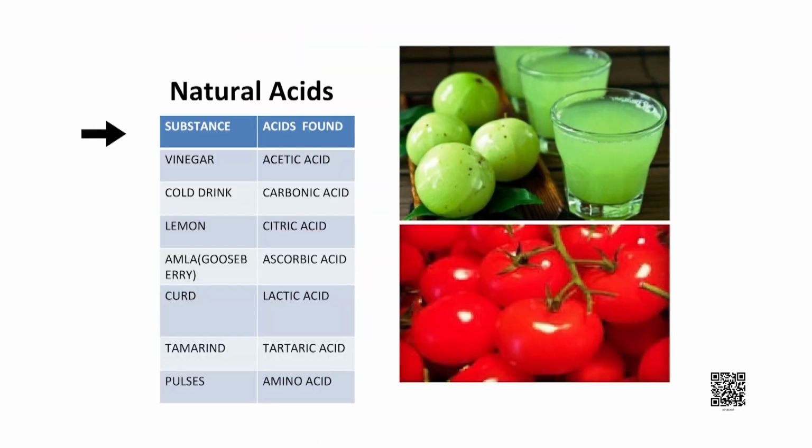There are so many natural acids present in daily life. You have seen them. You must know the composition of all of them. For example, you are using vinegar, this is your acetic acid. Similarly, cold drinks have carbonic acid. Lemon contains citric acid. Amla, the gooseberry, has ascorbic acid. Curd contains lactic acid. Tamarind has tartaric acid. Similarly, pulses have many amino acids.